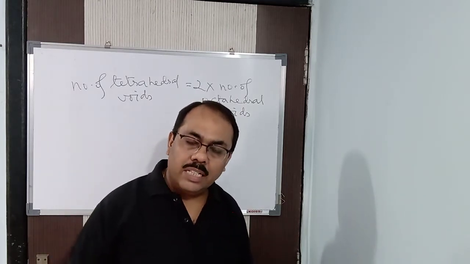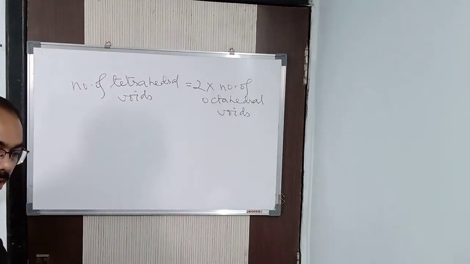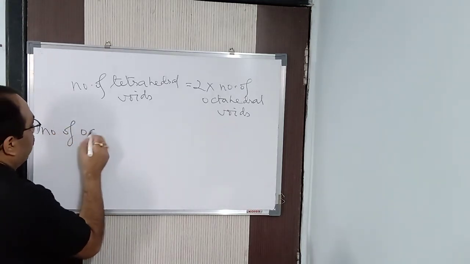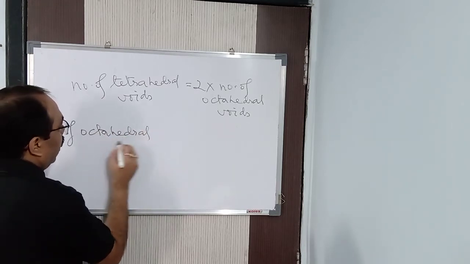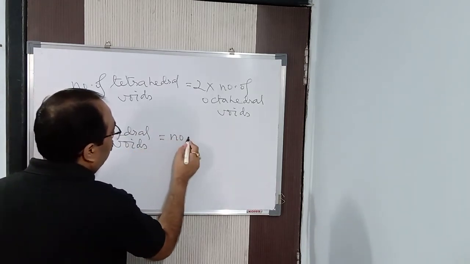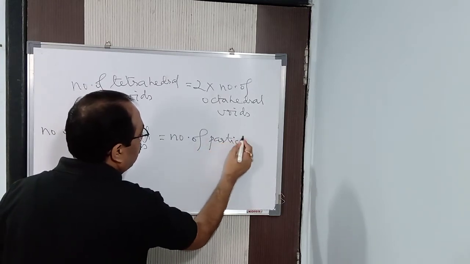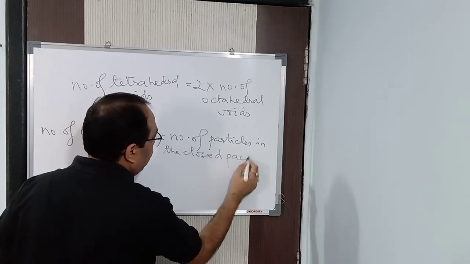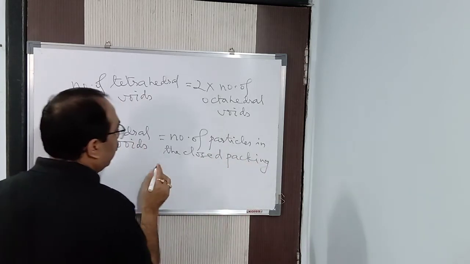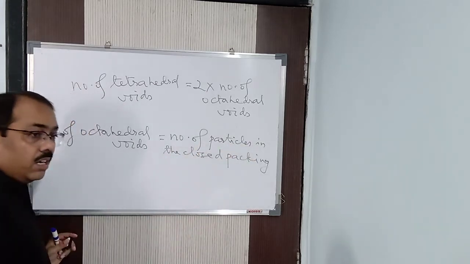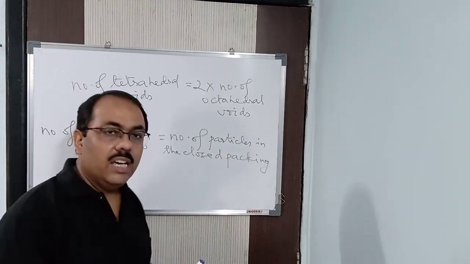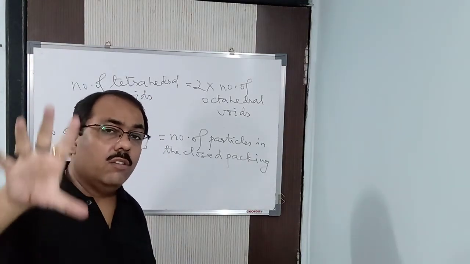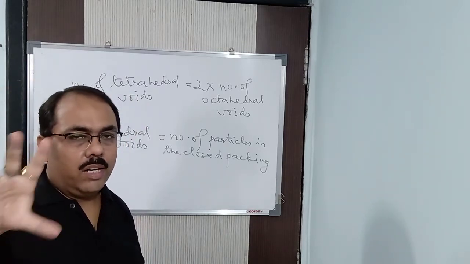Next, the number of octahedral voids is equal to the number of particles in the closed packing. What I said to you: the number of particles in the closed packing means the number of particles at the corners. Always the octahedral voids occupy the corners, because they are bigger. Got it? Clear?